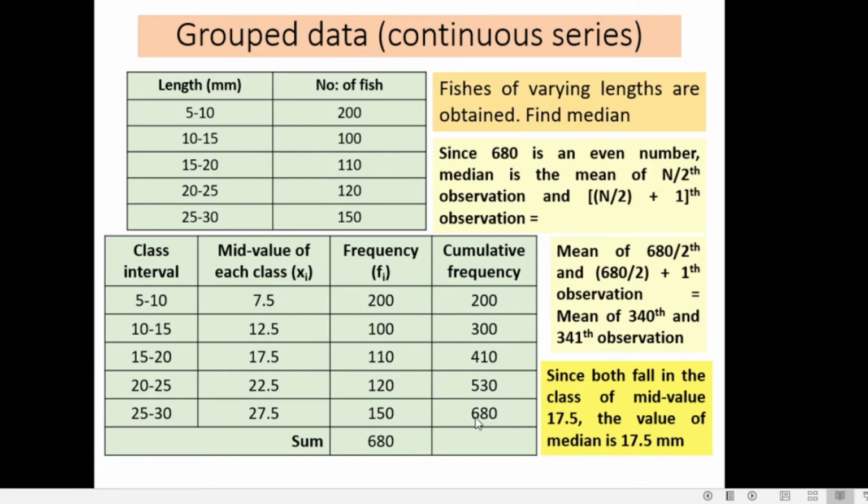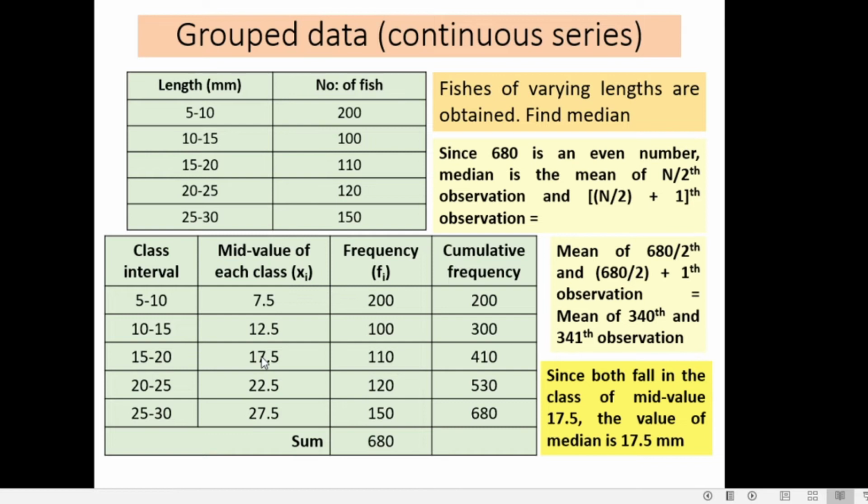So we want to find the 340th and 341st. They will be coming under this class because this class will have the observations starting from 301 to 410. So it is in this class that the 340th as well as the 341st observation fall. And what is the mid value of this class? It is 17.5. So both the observations come under 17.5, so we can directly take the median as 17.5.